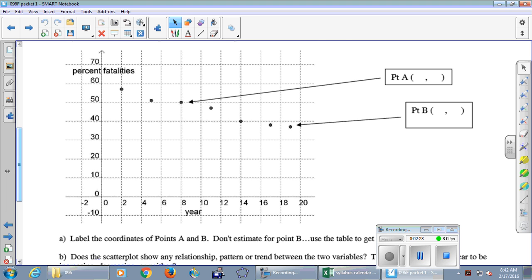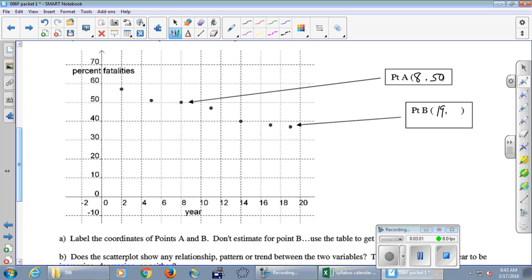Let's go ahead and fill in the coordinates of some of these points. Point A, what are the coordinates? 8 and 50. Just reading it off. The other one is a little bit tougher to read off. Point B, what would you say for the input, the independent variable? Yeah, like maybe it's 19, maybe it's 18 and a half. It's kind of hard to know. I'm going to put 19 here.